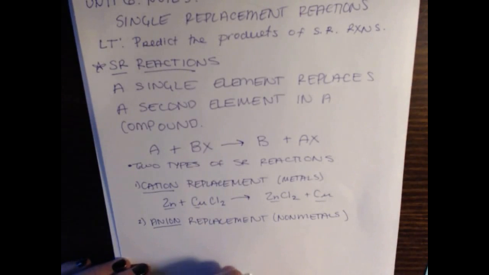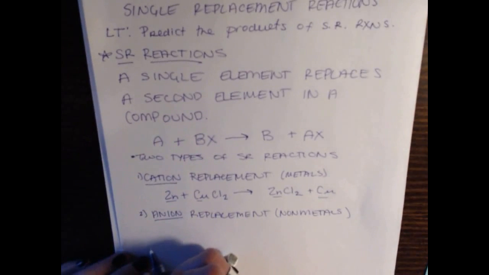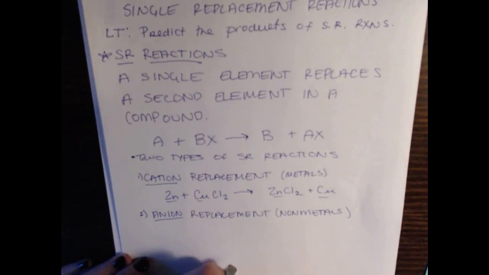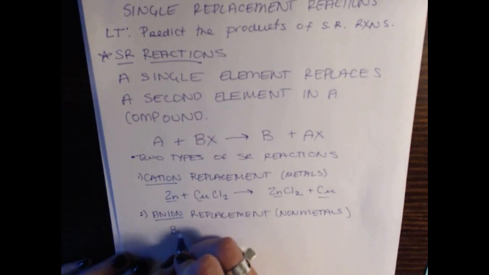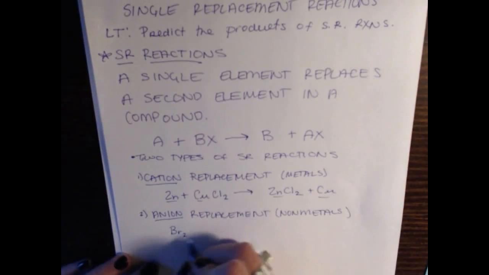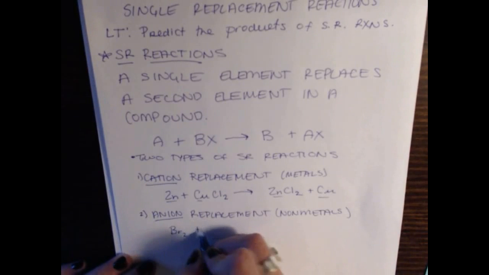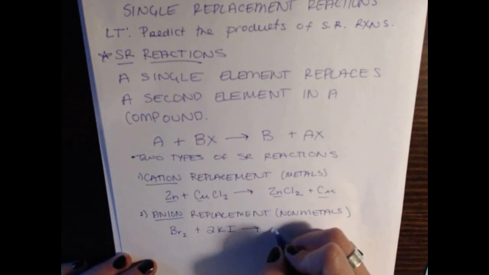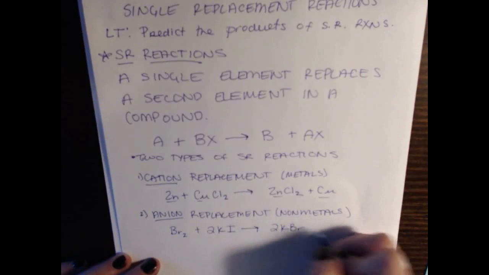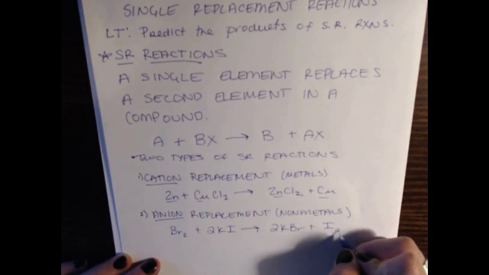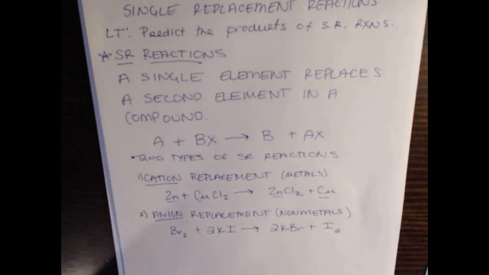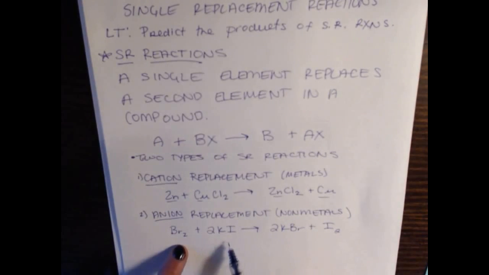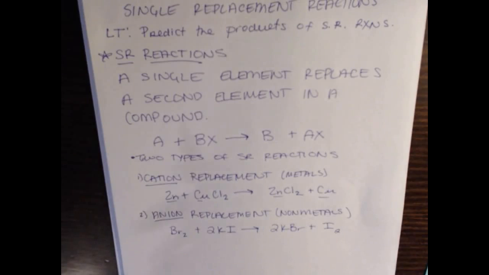So in that case, you're going to look at your nonmetals. It might be something like bromine, one of our Hofbrinkels, so that's why it's Br2 as an element, plus potassium iodide yields potassium bromide plus iodine, again a Hofbrinkel, so it's an I2. So in this case, it was the anion or the nonmetals doing the shifting. Okay.